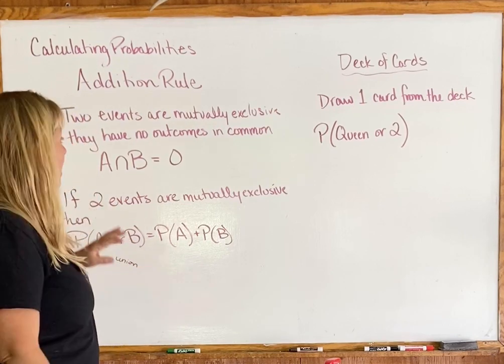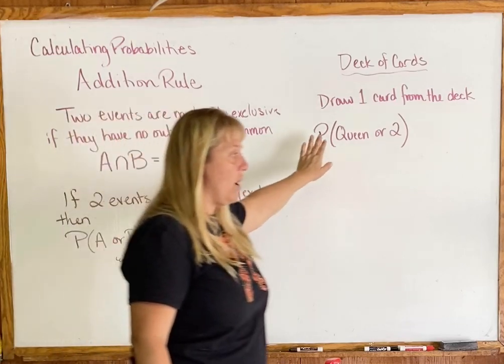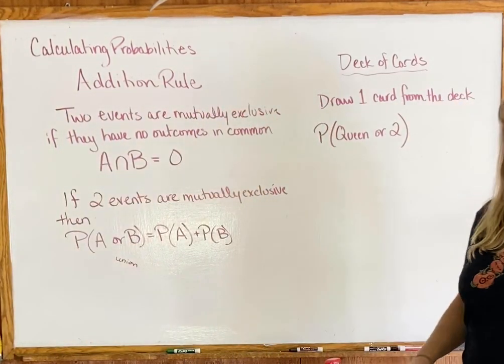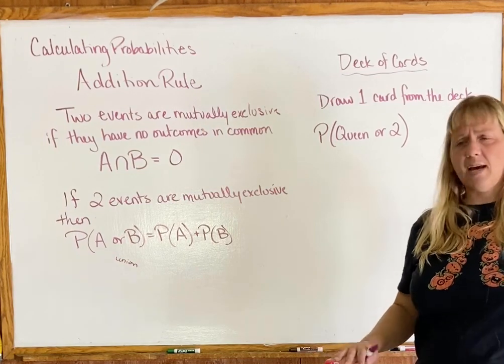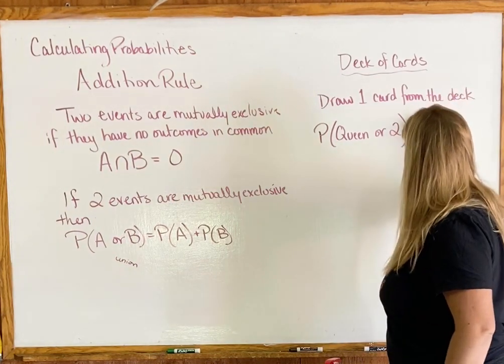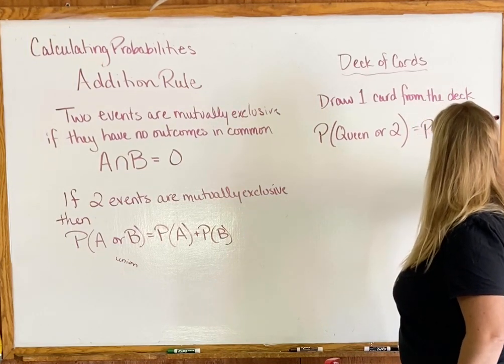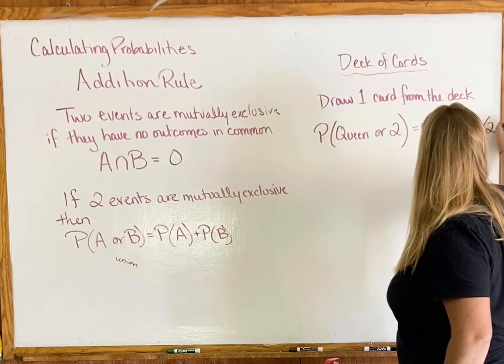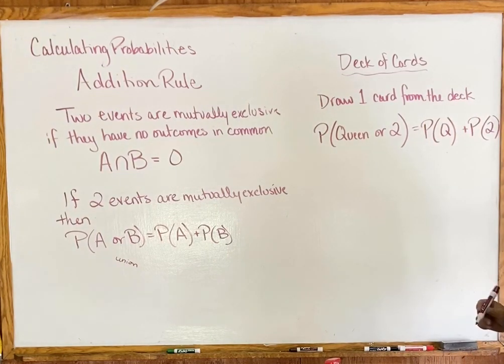Now, remember that mutually exclusive means they have no overlap. So what we want to ask ourselves to start with is, are there any queens that are also 2s? Those cards are separate from each other, aren't they? So that means that we can find the probability of getting a queen, and we can just add the probability of getting a 2. The probability of a queen plus the probability of a 2.